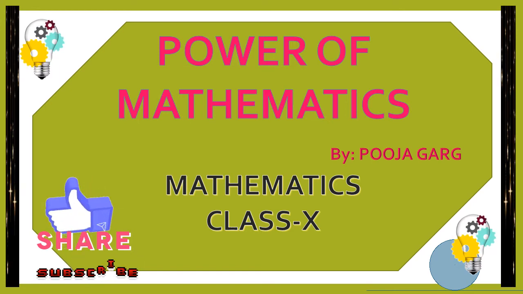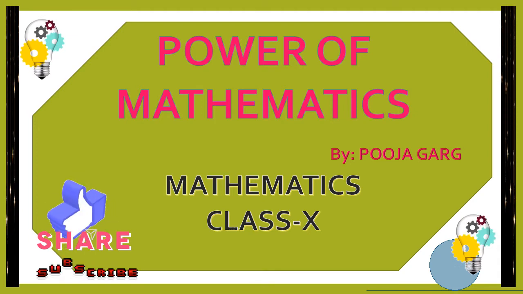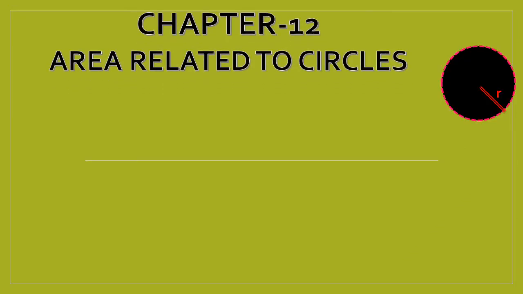As you know students, this week we have already completed exercise 12.1 and 12.2 of chapter number 12, area related to circles. So let's do some recapitulation related to that chapter. In this chapter, we did a lot of concepts, that is how to find the area of circle, circumference, area of quadrant. In fact, you learned how to find area of sector, area of segment and the length of an arc. So let's recall all those formulas.